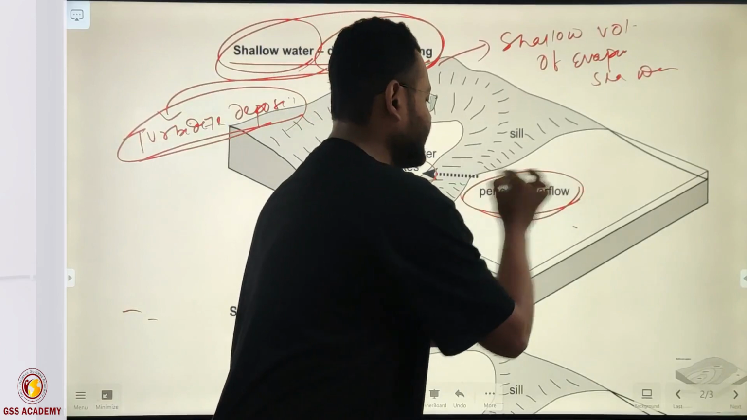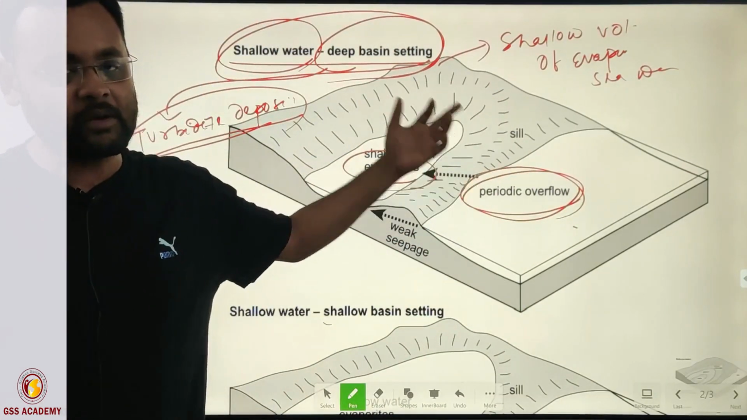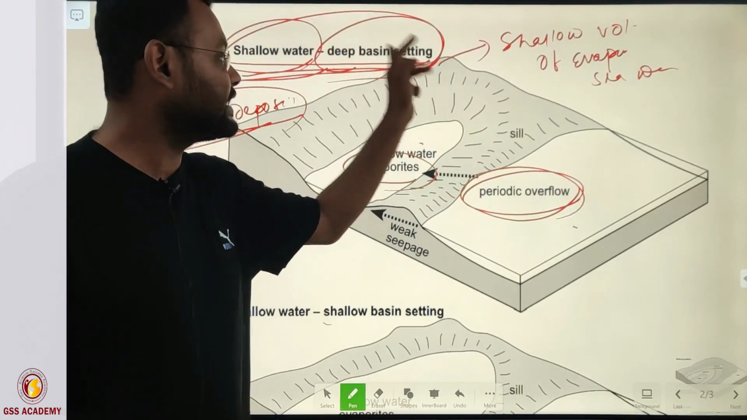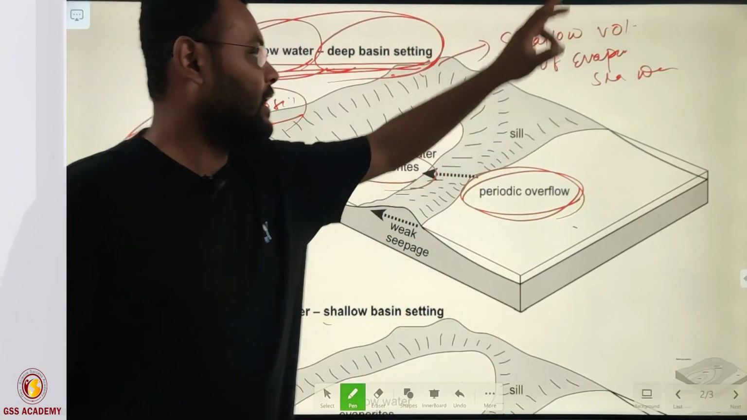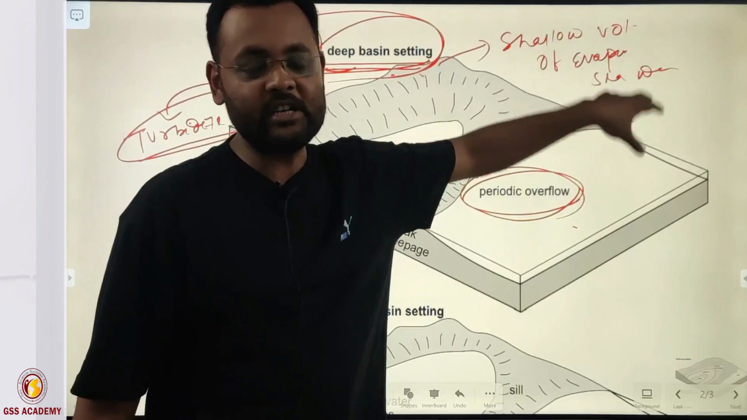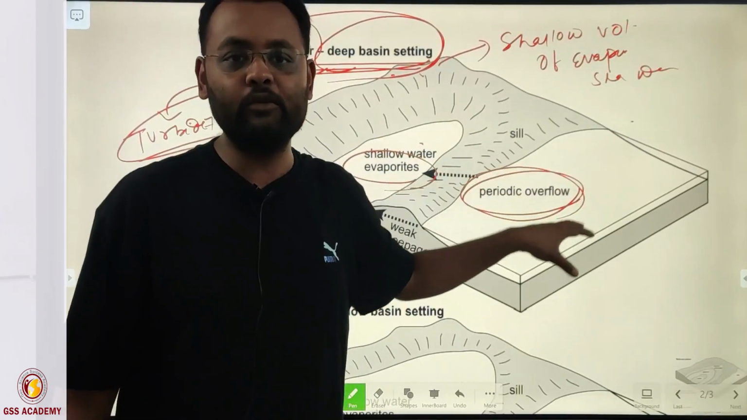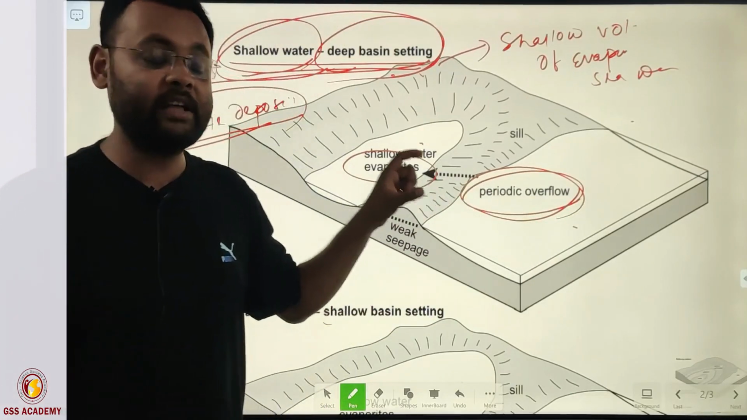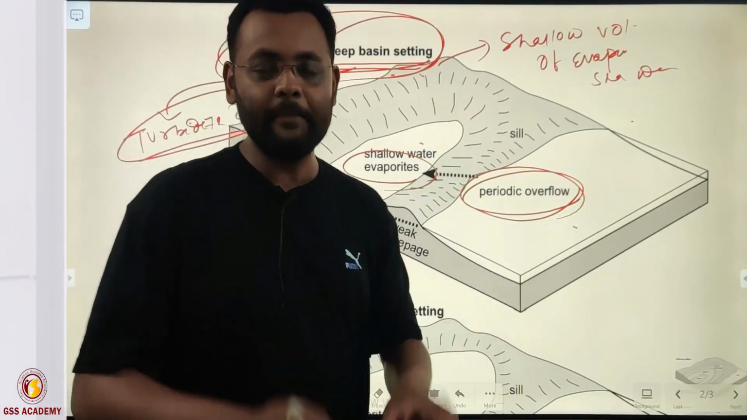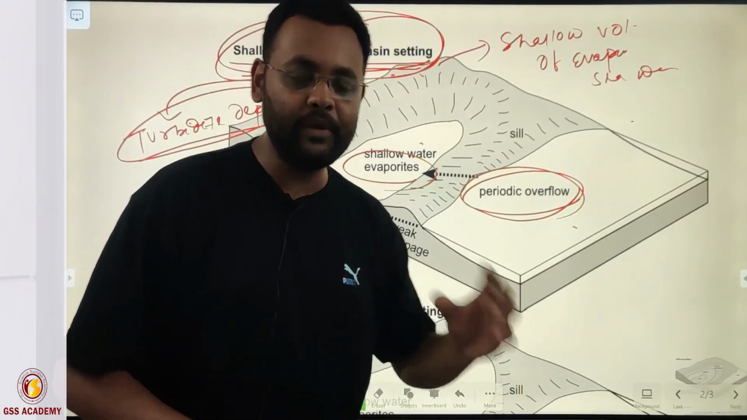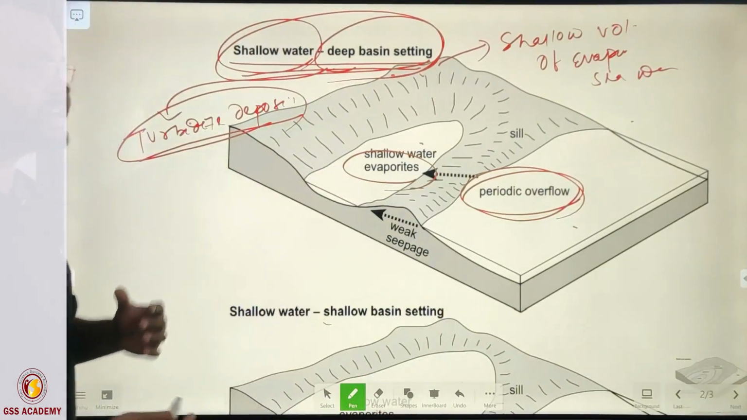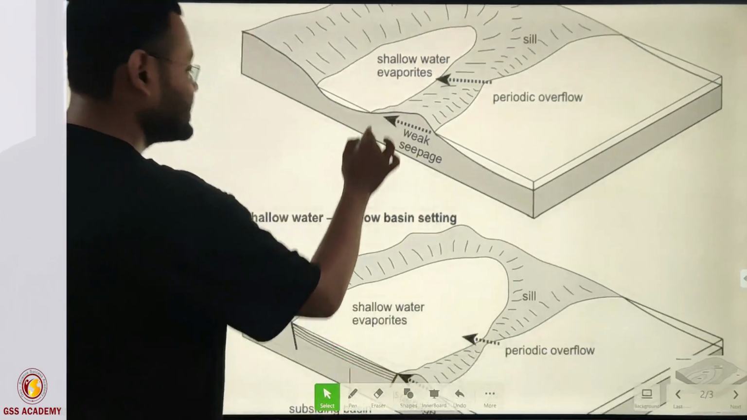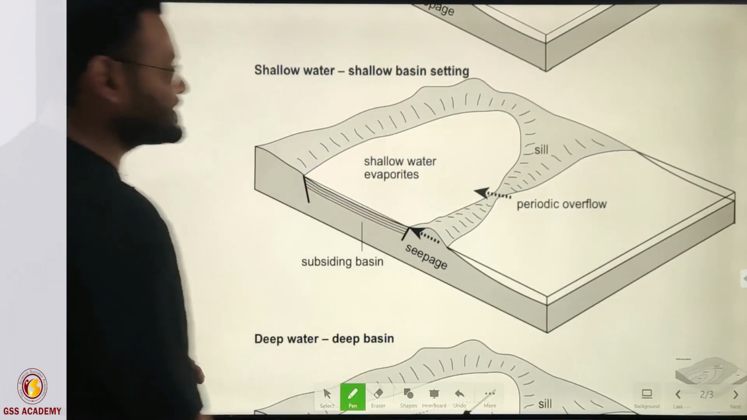Also this point is important. For the deposition of evaporites in a shallow water, deep basin setting, the evaporating seawater must be replenished at a regular interval. Otherwise, what will happen? There will be the deposition of evaporites, but only a very few meters thick layer of evaporites will deposit.